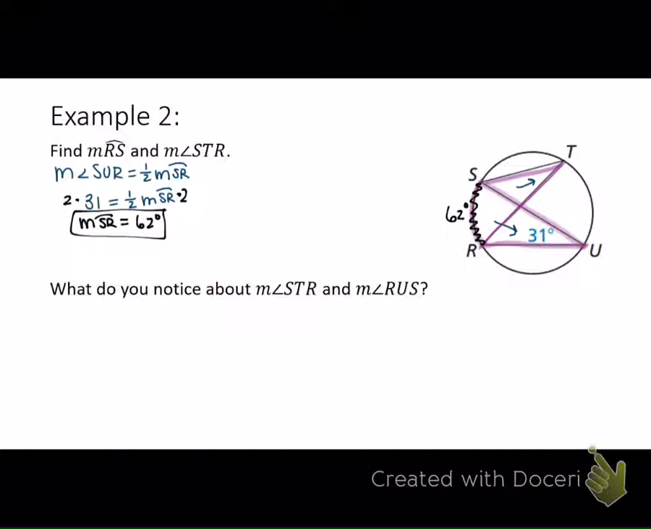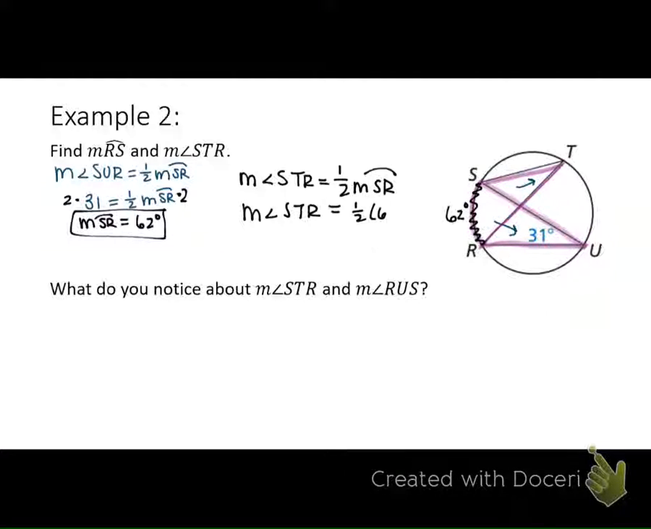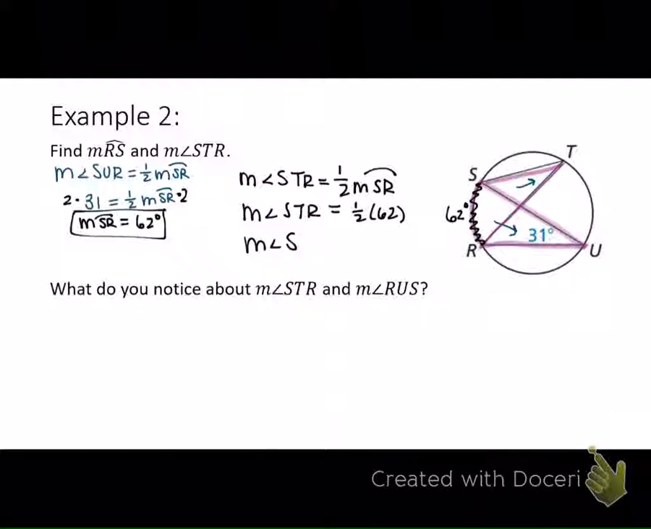Could we find angle STR now? Now that we have that information, could we find angle STR? Look at that, and if you think you can, raise your hand and tell me what we need to do. Yeah, Katie? Yeah, so you're multiplying it by half, right? So the measure of angle STR is equal to 1/2 arc SR, right? So arc SR is 62. Half of 62 is 31.